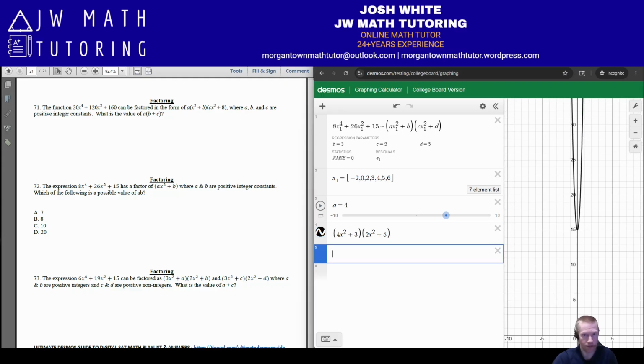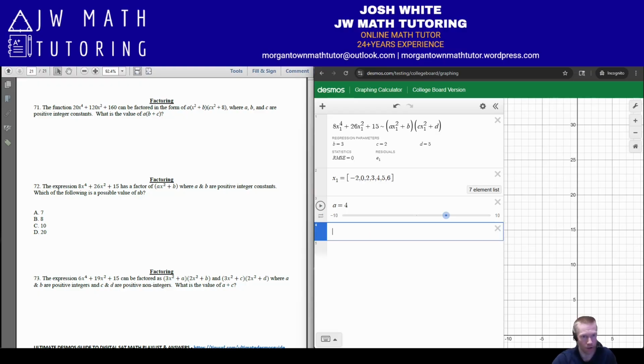Now let's type the original and confirm that this matches. And it does. Notice they overlap completely here. So this is the correct factorization. Now you're probably saying, all right, what's AB? AB is 12. Look at the answer choices. Not an answer choice. What's going on here?